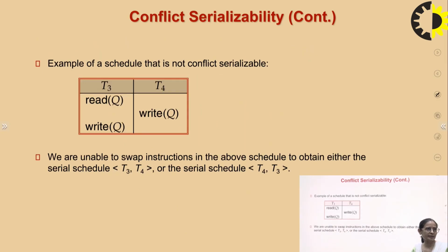This is another example, but in this case you cannot interchange the instructions. That is, you cannot do like this because this is an example of conflicting instructions. We are unable to swap the instructions in the above schedule to obtain either the serial schedule T3 T4 or T4 T3, and therefore it is not a conflict serializable schedule.